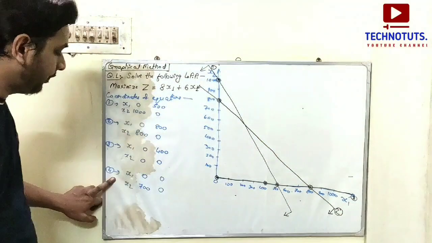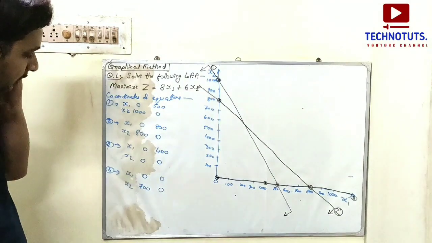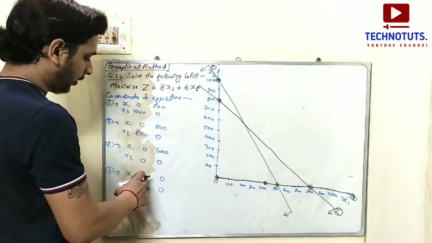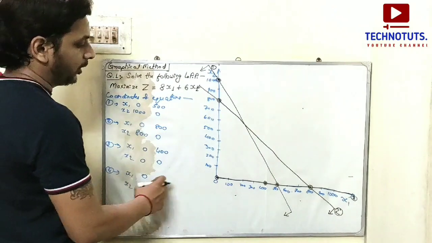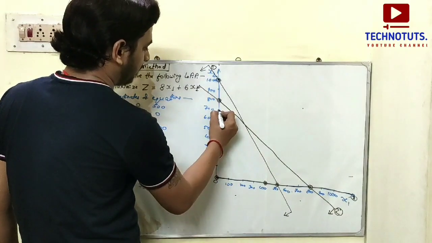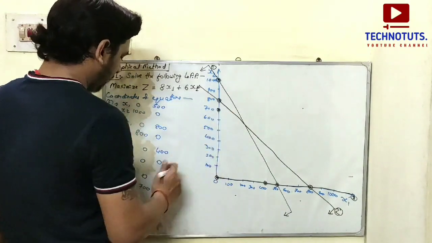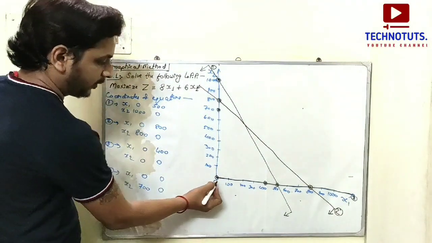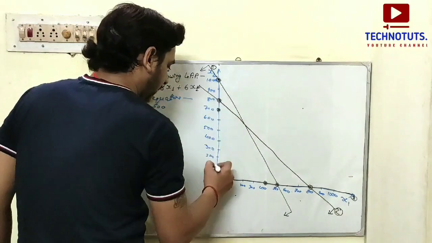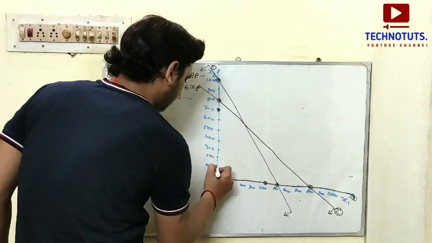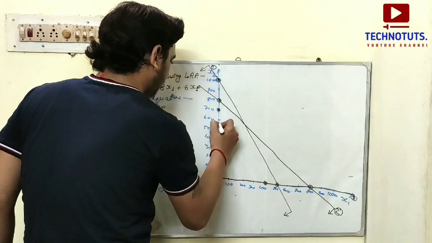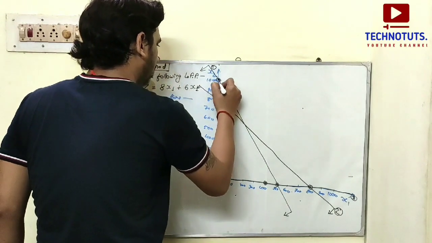Now, for equation number 4, let us plot the graph. When x1 is 0, x2 is 700. This one is the point. And when x1 is 0, x2 is 0. This one is the point. That means this line. Joining the 2 points, we have to draw a line. This line. Okay.